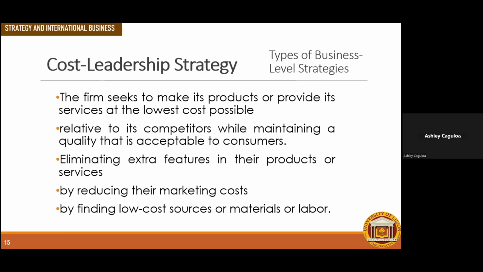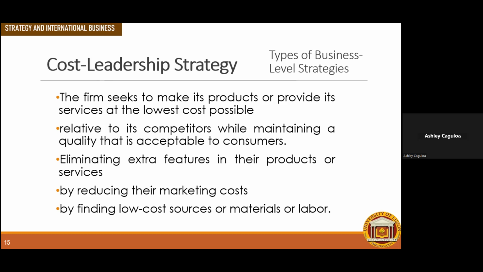So number 1, we have cost leadership strategy. In the cost leadership strategy, the firm seeks to make its products or provide its services at the lowest cost possible relative to its competitors while maintaining a quality that is acceptable to consumers, eliminating extra features in their products or services, reducing their marketing costs, and finding local sources of material or labor.